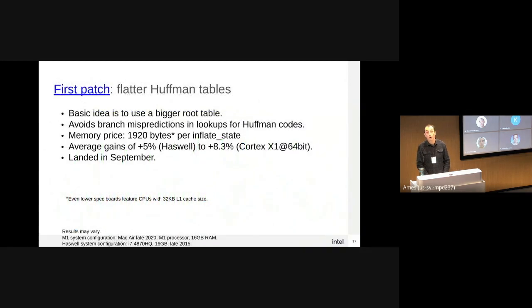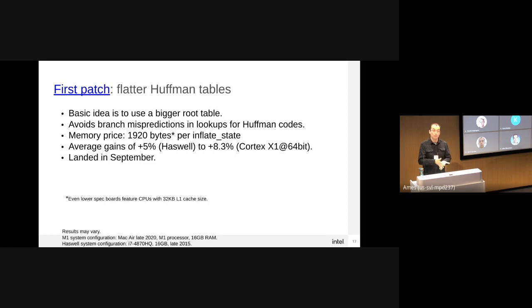The first patch was using a flatter Huffman table. So zlib implements the deflate algorithm. The deflate algorithm was created in the late 80s by a guy called Phil Katz. He was responsible for a company called PKWare and had a compressor called PKZip. People who are really old may remember it. In the late 90s, a specification was created. And basically the idea is that we use LZ77 for performing data compression, followed next by Huffman for entropy encoding.